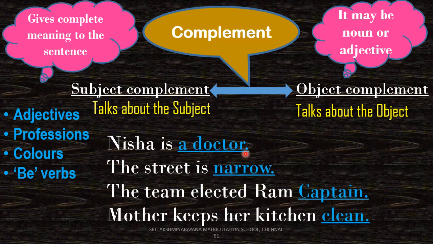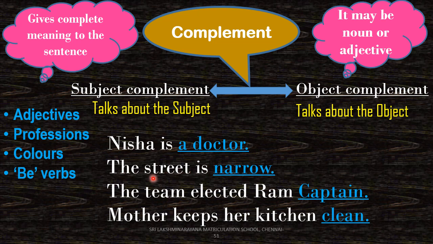Nisha is a doctor. Here the word Nisha is a subject, is is a verb. And what is this, a doctor? A doctor is called a complement. Why is it called a complement, children? Because the complement a doctor talks about the subject Nisha. It gives information about the subject Nisha. As it talks about Nisha, a doctor is called a complement. In particular, you can say it is a subject complement.